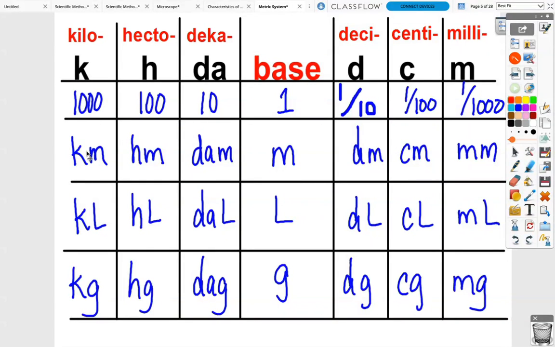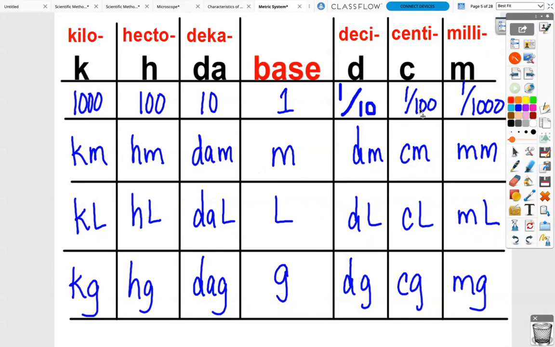And then probably the one you're most familiar with, the one you've heard quite frequently, is kilometer, abbreviated km. That prefix kilo refers to 1,000. So when you're talking about a kilometer, you're talking about 1,000 meters.